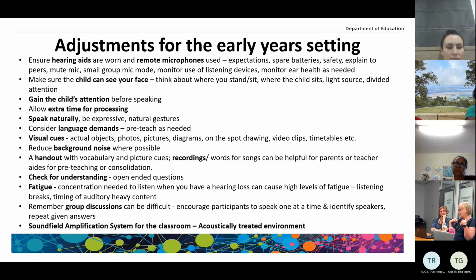Gaining their attention, again, saying their name at the beginning of the sentence rather than at the end, because by the time they've cued in that you're talking about them, they've missed the rest of it. Extra time for processing, speaking naturally but being expressive and using natural gestures. Thinking about the language demands, whether there's any new vocab that you need to pre-teach, so that during the lesson they already have a good idea of what you're going to be talking about or understanding of that new vocab.